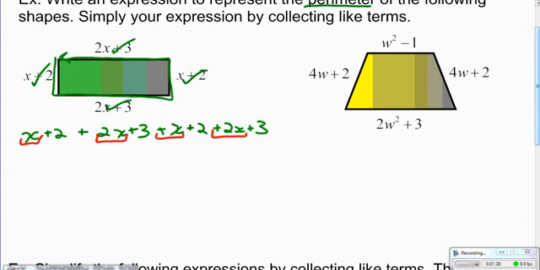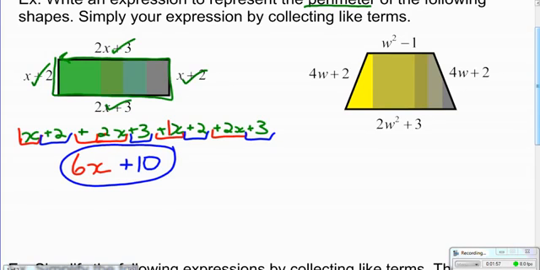So I have x plus 2x plus 1x plus 2x. So 1, 2, 3, 4, 5, 6. So we end up with 6x. And then let's combine the ones. So we have 2, 3, 4, 5, 6, 7, 8, 9, 10. So 6x plus 10. And we've combined like terms. We have x's and then constants, so they're not the same. So then that is our simplified expression.